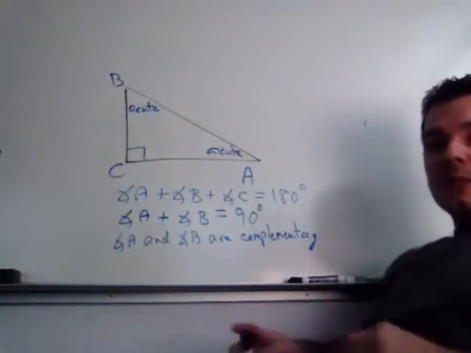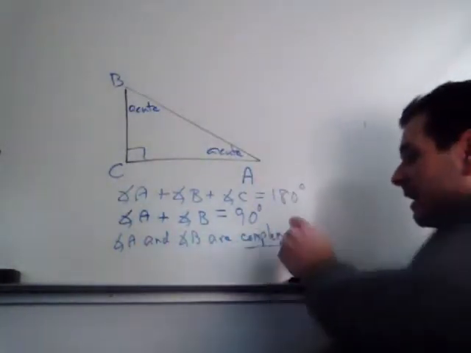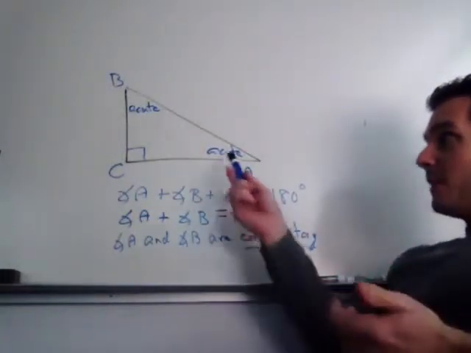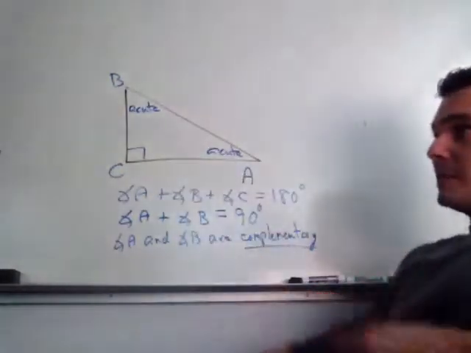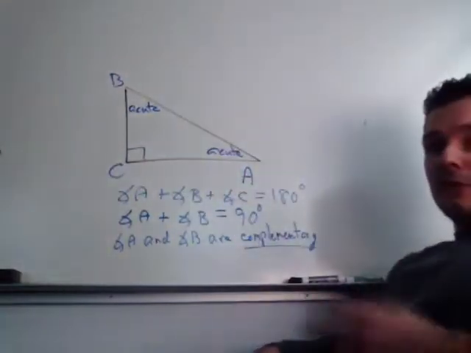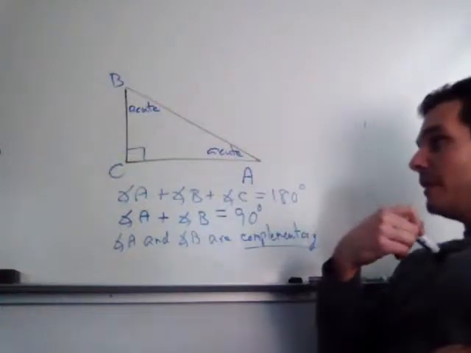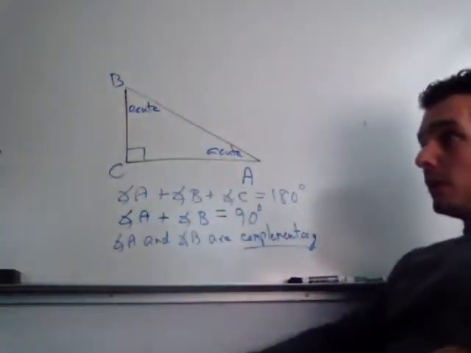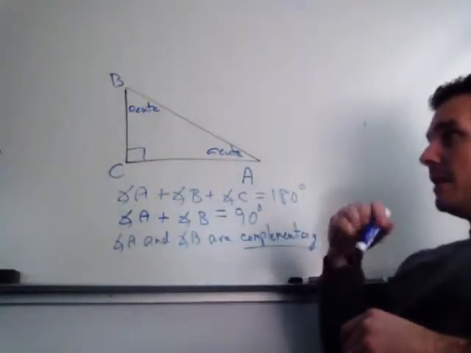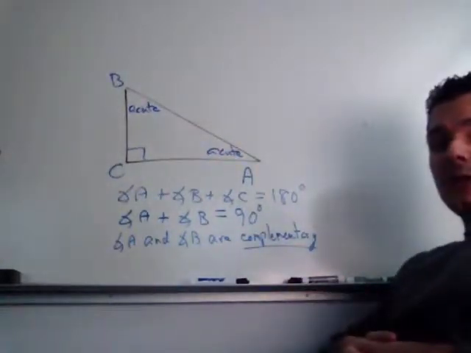Not complement like you would pay someone a compliment, but complement. So angle A and angle B are known as complementary angles because they add up to 90 degrees. For example, if angle A was 20 degrees, angle B would be 70 degrees. If angle A was 40 degrees, angle B would be 50 degrees. So you know the three angles of the triangle add up to 180 degrees, and since in a right triangle one of the angles is 90 degrees, the other two angles, the acute angles A and B, are complementary angles because they add up to 90 degrees.